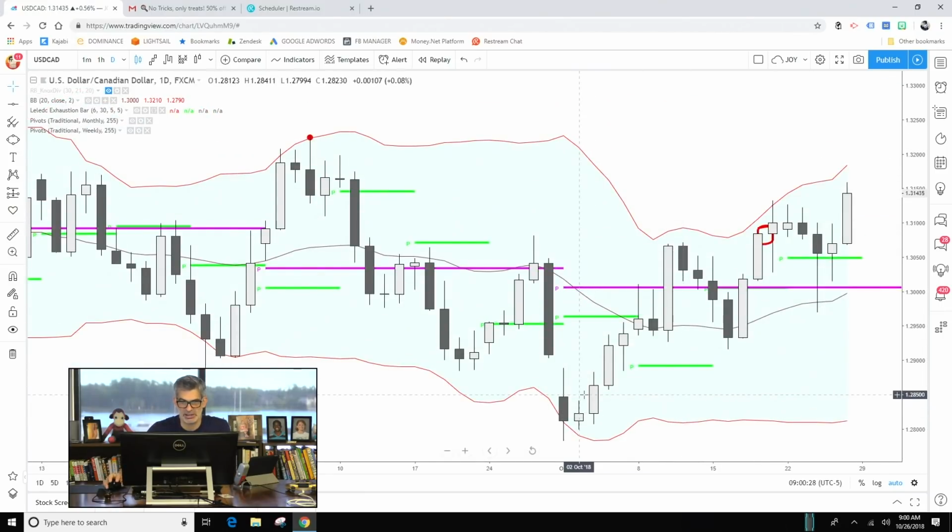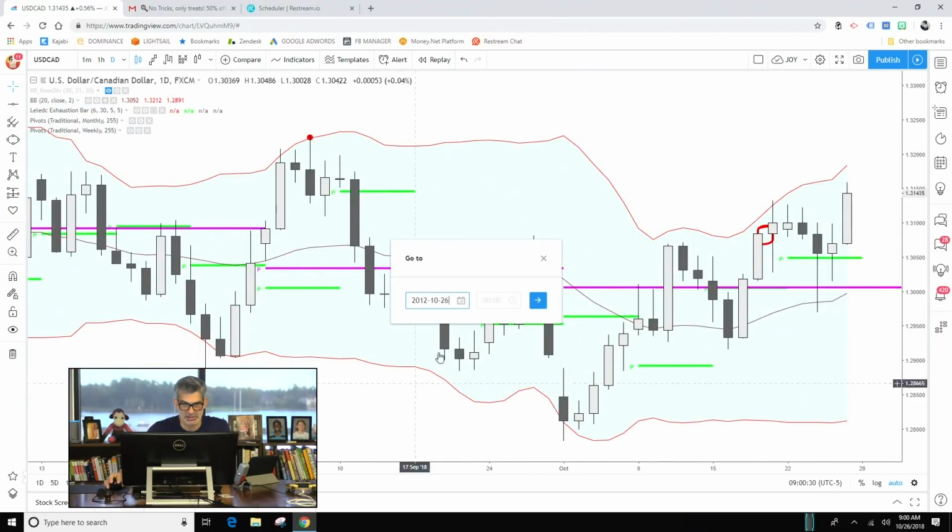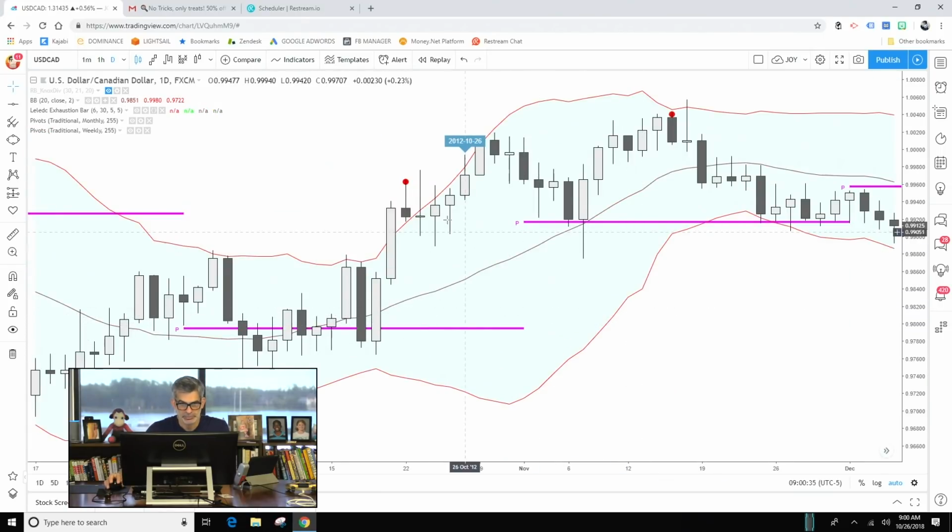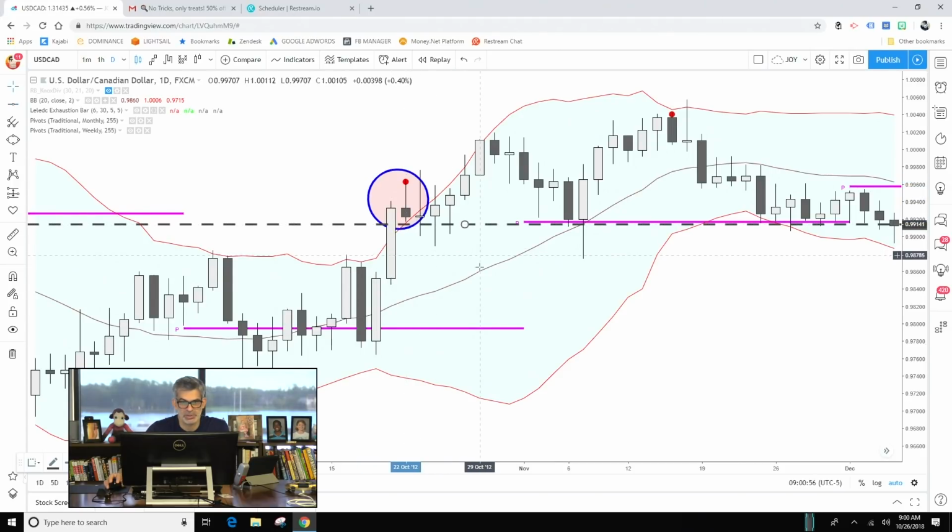Let's look at something that I didn't even consider looking at, like the dollar Canadian. And we'll just go all the way back to 2012, and we'll take a look. I haven't looked at this at all. I haven't seen this chart at all. There is a candle mostly outside of the bands with a really long shadow. And if we enter on a break below the lows of that bar, then guess what we get? We get a stop out. That stops out.